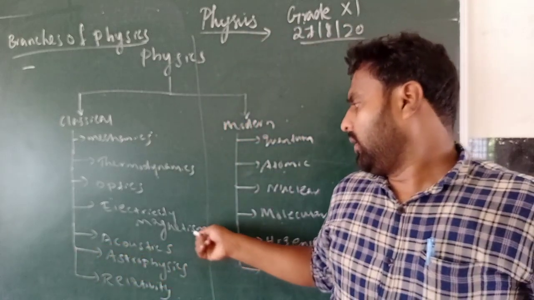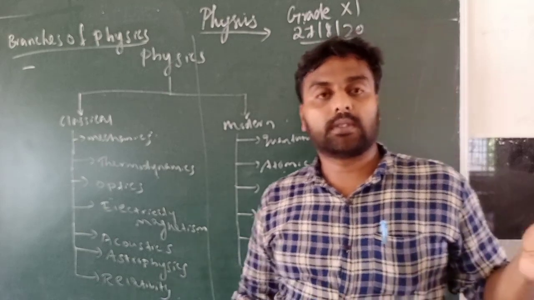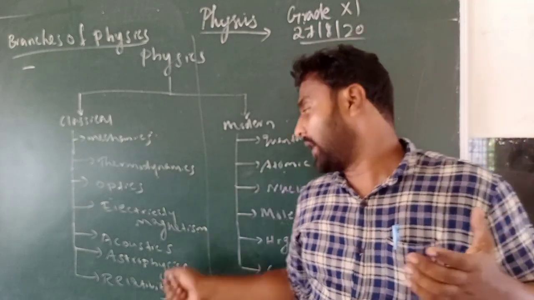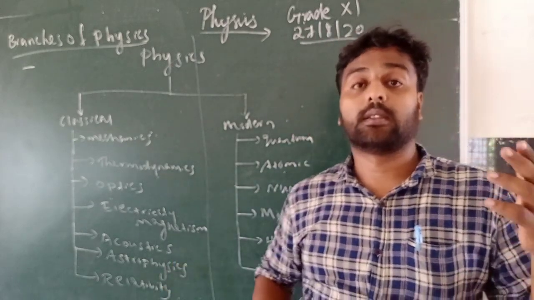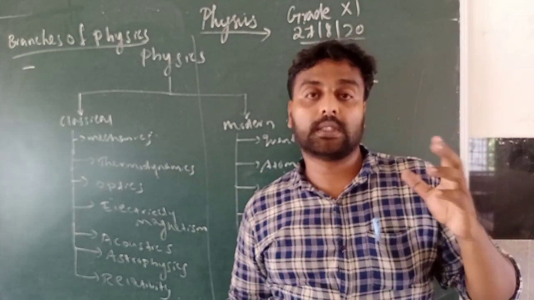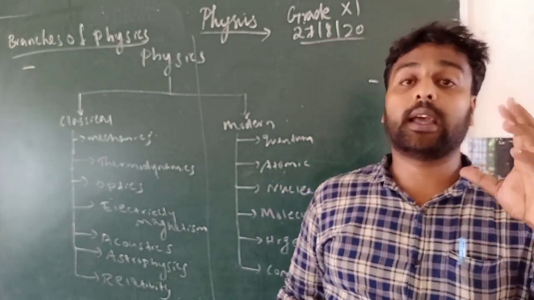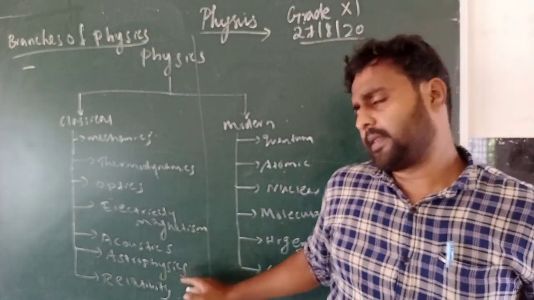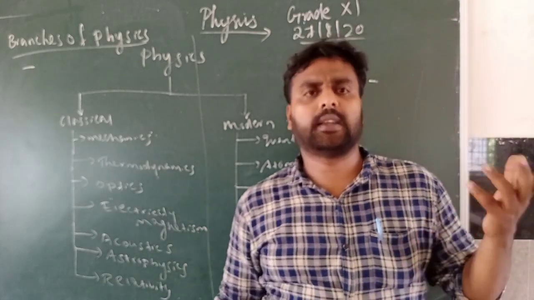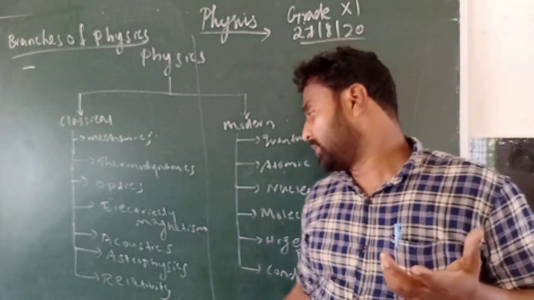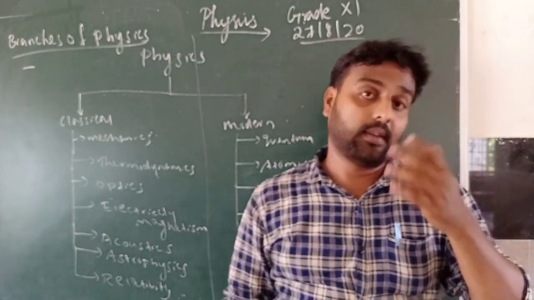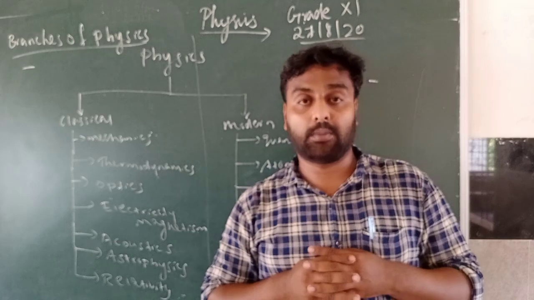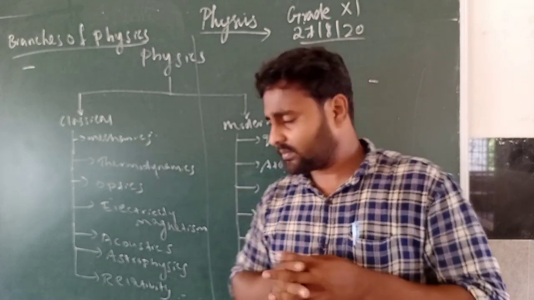So the next one is acoustics. Acoustics means sound. Study of sound. It is a branch of physics which deals with the study of production and propagation of sound waves. Next, astrophysics. Studying about what? Astronomical objects. Here, relativity, the relationship between space, time and energy.